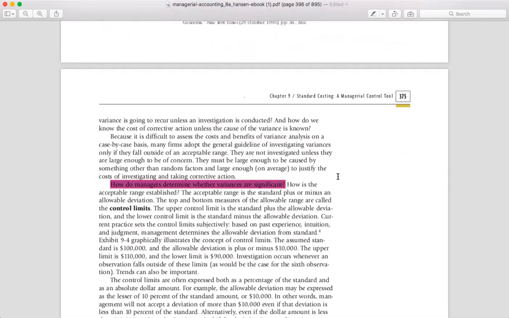The acceptable range is actually the standard plus or minus an allowable deviation, right? So there is a range, but there is an acceptable one, between the standard and the allowable deviation. So the deviation could happen, but there is a range set for it. So what do we call that? We call it the control limit.